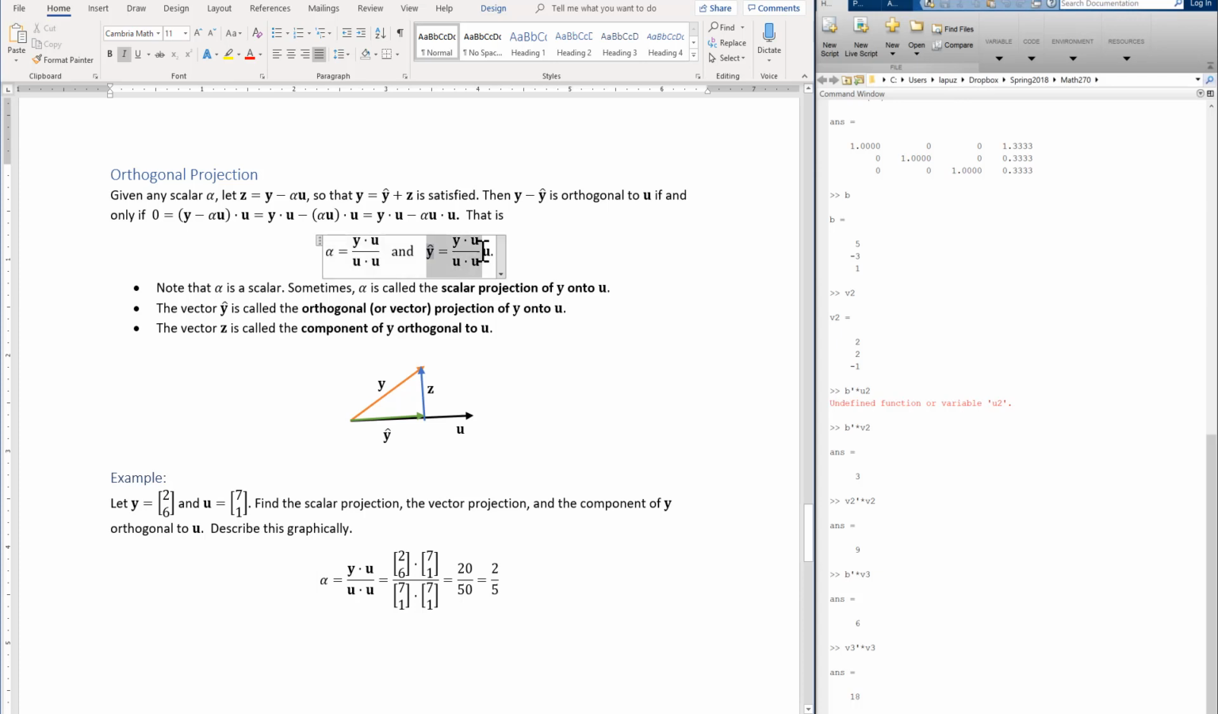Now if we want to figure out what y hat is equal to, this is a formula for y hat. So this is 2/5 times our vector u.